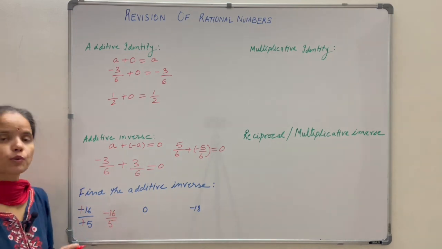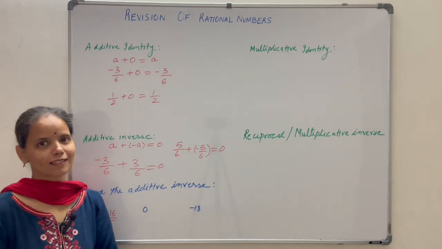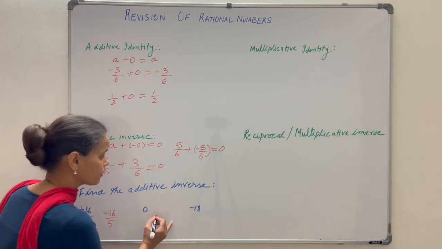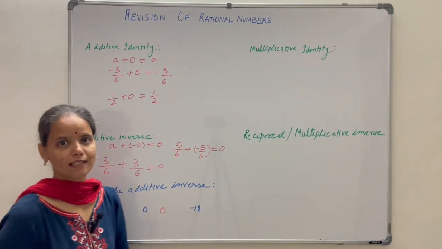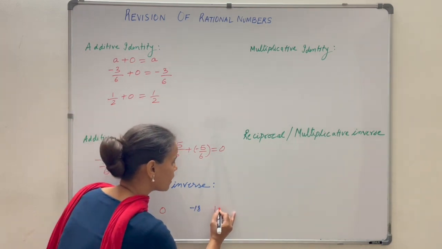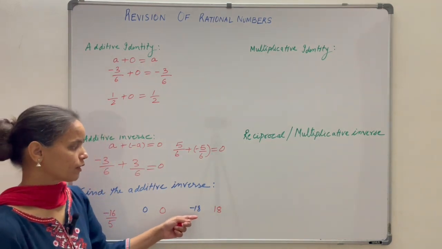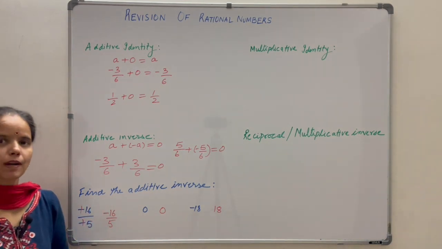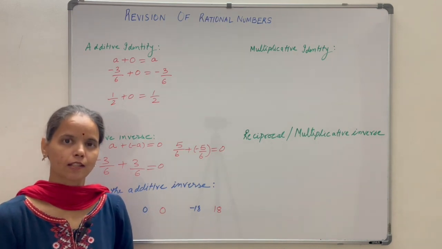When you add the number to its additive inverse, you should get 0. 0 does not have any sign. So here the additive inverse of 0 is 0, because when you add 0 to 0, you are going to get 0. Minus 18. So the additive inverse will be plus 18, because when you add 18 to minus 18, you will get 0. So additive inverse of minus 18 is 18, 0 is 0, and for 16 by 5 is minus 16 by 5.